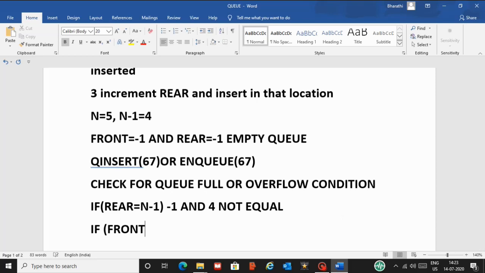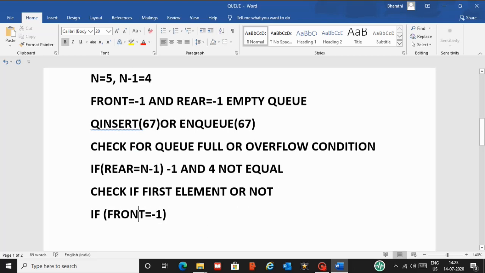Next, if front is equal to -1. Why? Because is this the first element in the queue or not? That is, check for first element or not. How do I do it? If front is -1, then it would have been an empty queue. So if you are inserting a new element, it would be the first element, right?